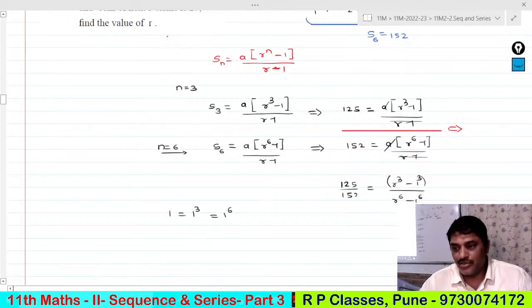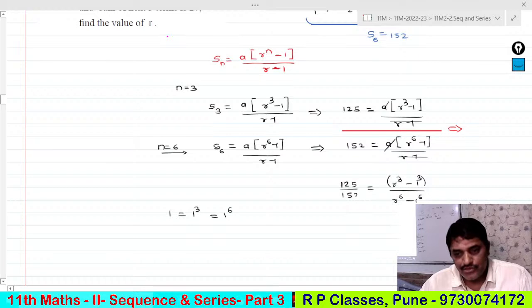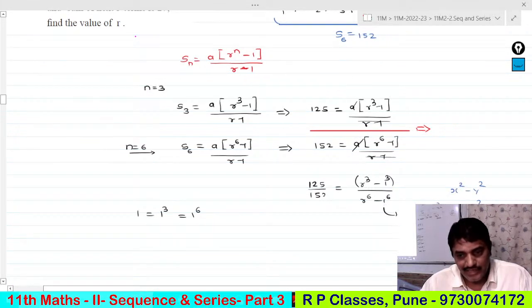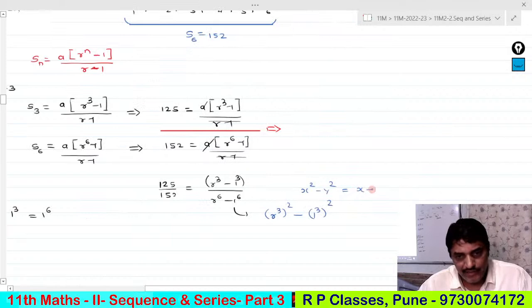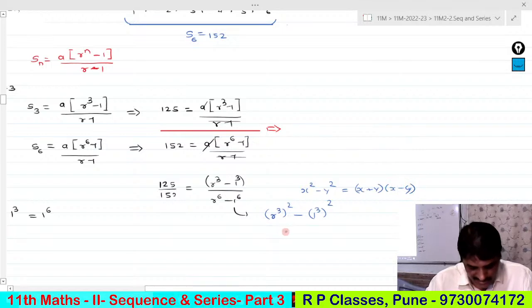अब ये 1 raised to 6 जो है, can I write this as r cubed whole square minus 1 cubed whole square, and if I say that this is looking like x square minus y square, so can I say that this is nothing but x plus y into x minus y? Yes. Right? That is nothing but r cube plus 1 cube and r cube minus 1 cube. Can I say so? Yes. So I'll just substitute this over here.